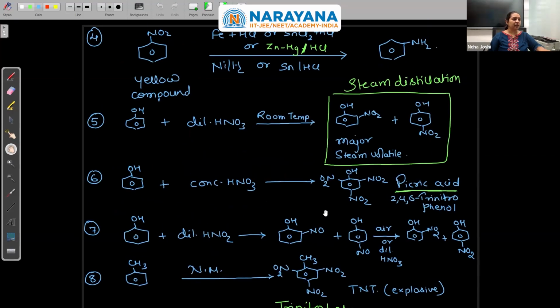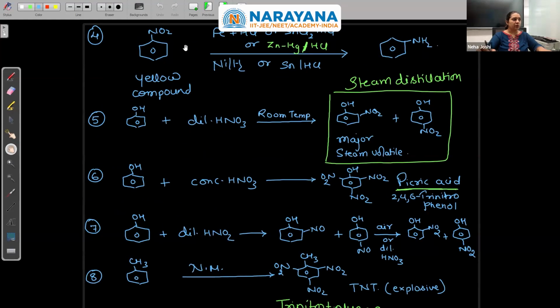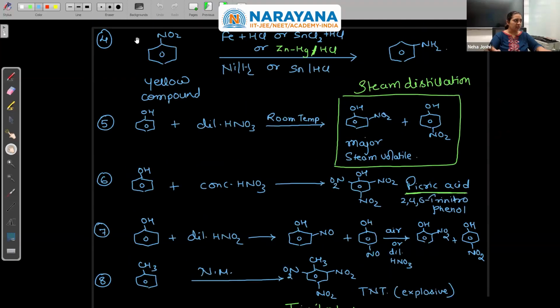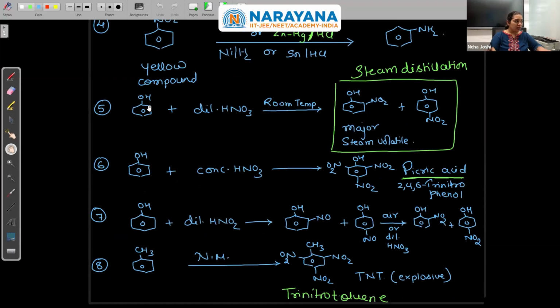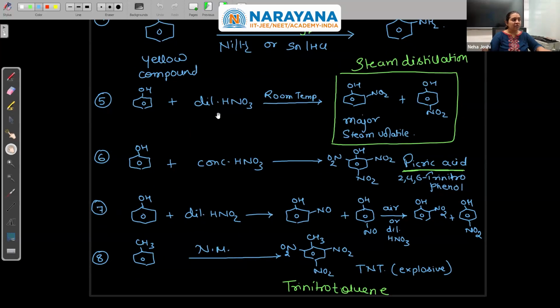Now coming to this page. Phenol: as I said, I will not use nitrating mixture, otherwise I lose phenol entirely to oxidation. So I'll use just concentrated HNO3 and I'll get picric acid directly. No need to add H2SO4. Please mark this very carefully or take a screenshot.